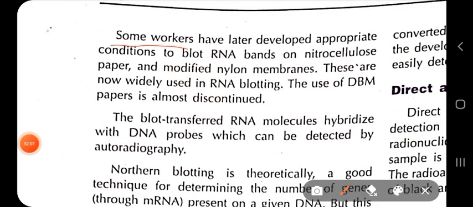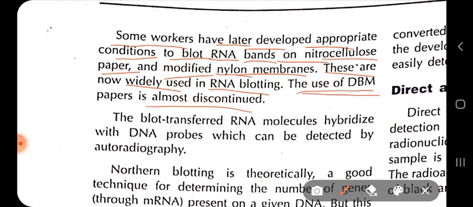So some workers have later developed appropriate conditions to blot the RNA bands on nitrocellulose paper, and they have modified the nylon membranes so that RNA can easily bind. Now these are widely used for RNA blotting. The use of this diazobenzyl oxymethyl filter paper is now discontinued. So by modifying the nitrocellulose filter paper and the nylon membrane, we can attach the fragments of RNA to that membrane.